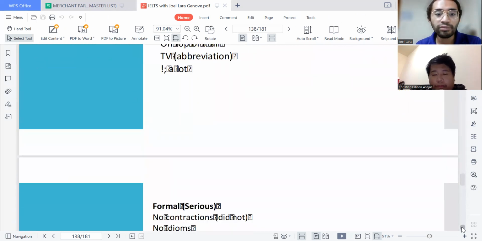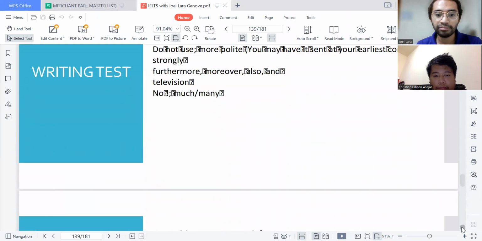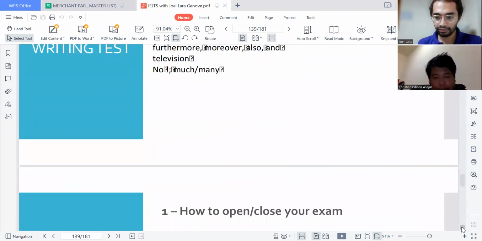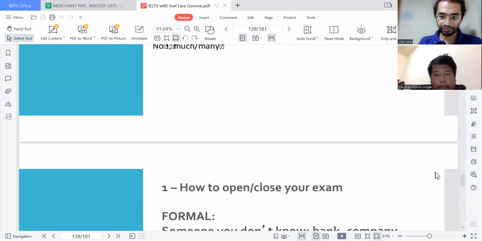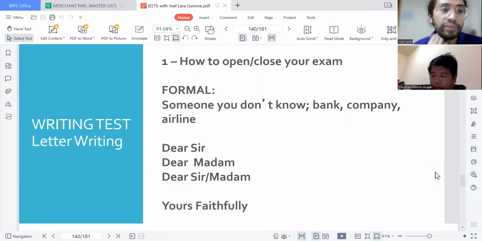Formal and informal. These are your examples. Formal, if someone you don't know: bank, company, airline. If you're writing to someone that you don't know.